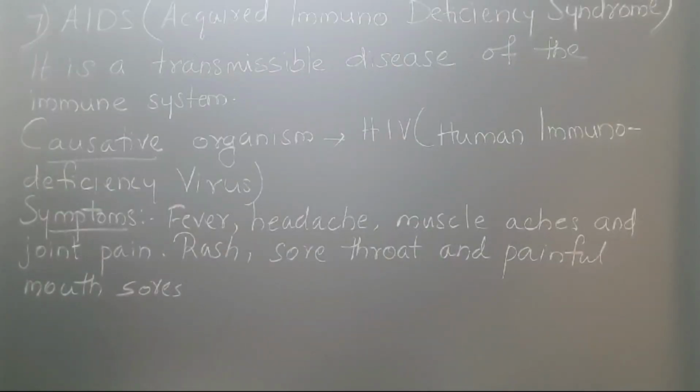Next disease is AIDS. All four alphabets are in capital letters. We read AIDS. The full form of AIDS is acquired immunodeficiency syndrome. From this word itself you understand which system this disease affects. It is a transmissible disease of the immune system. So this virus affects the immune system, or AIDS is a disease which affects the immune system.